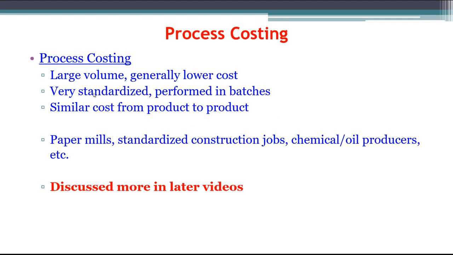So we're talking standardized, things like paper mills, standardized construction jobs, chemical oil producers where each barrel of oil or gallon of some sort of chemical, it's expected to be the same cost. It goes through the same process.